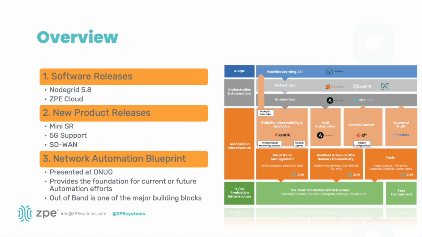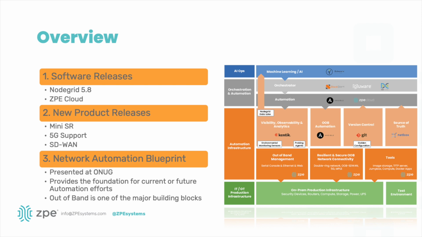During that time, we had a couple of software releases affecting all of our products. The most noteworthy are Nodegrid OS release 5.8, as well as multiple updates to our ZPE Cloud. We had multiple new product releases, including the Mini SR, which is an extension to our Nodegrid SR family, general 5G support for all of our SR devices, as well as the release of our SD-WAN app.